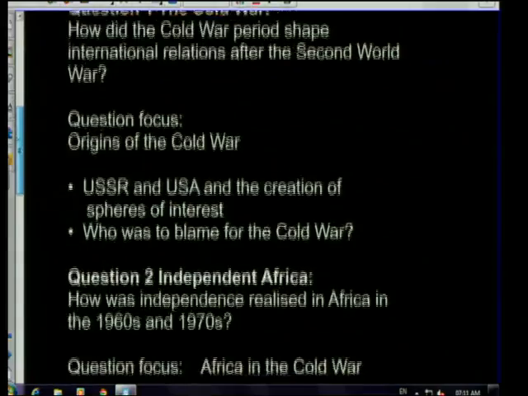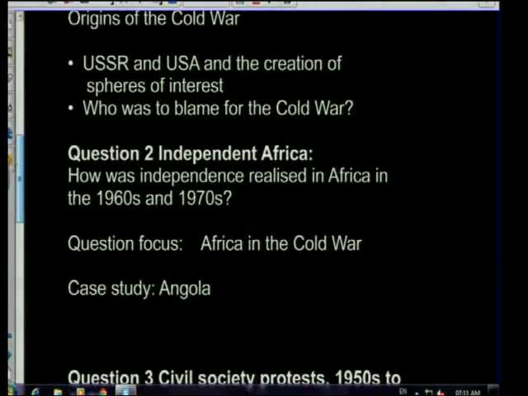And then question 2 is independent Africa. How was independence realized in Africa in the 1960s and 1970s? The question focus for this theme is Africa in the Cold War, with Angola as the case study. It's very, very important to note that the case study in this paper is Angola. So don't go and study Zaire or other things that are not related to this particular paper, because then you will struggle to answer the exam questions.